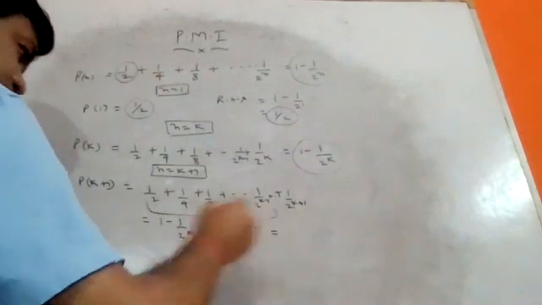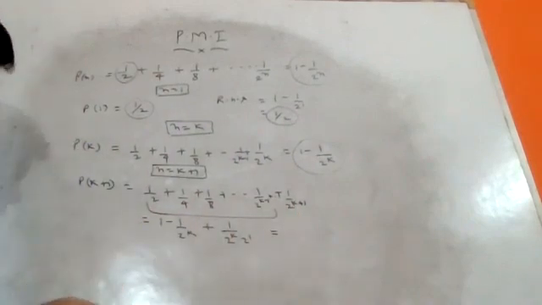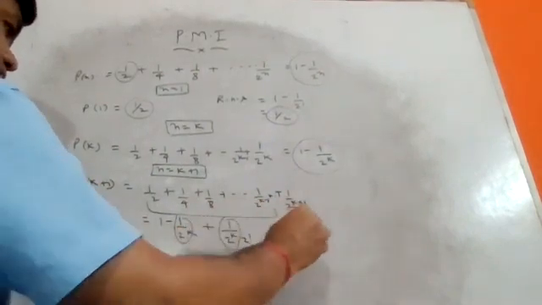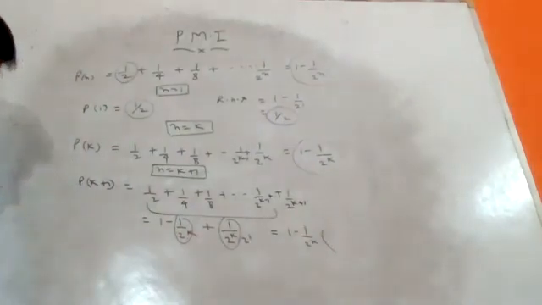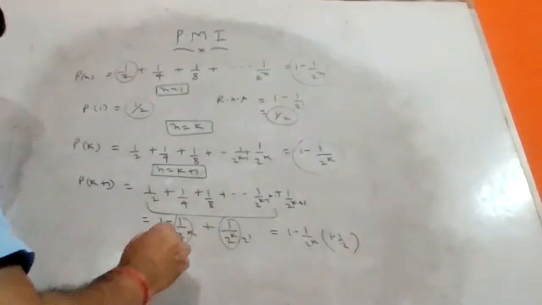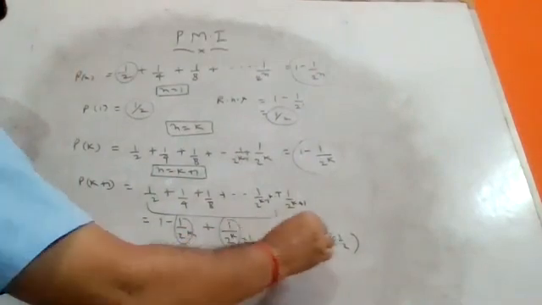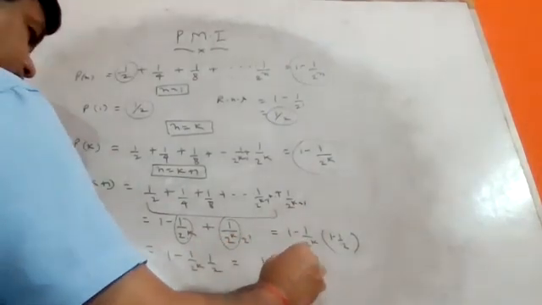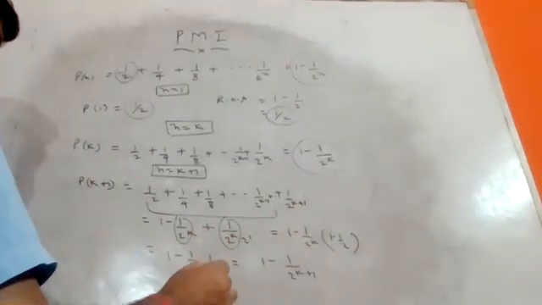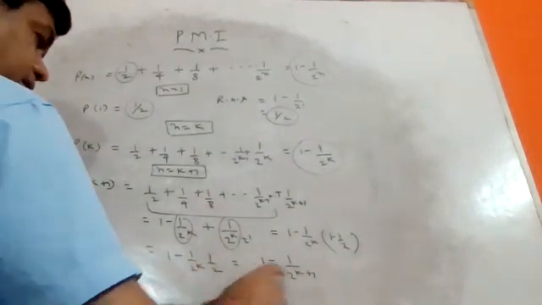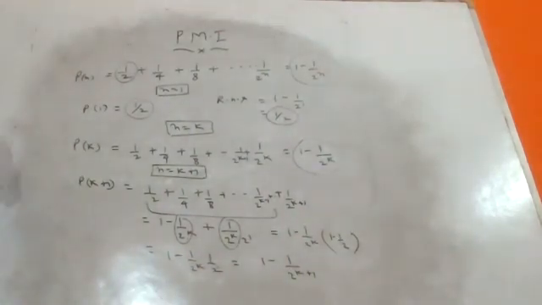Now in this manner, you can take 1 upon 2 raised to power k as a common factor from this one and this one. So what is this value? 1 minus half. So this will become 1 minus half into 1 upon 2 raised to power k, which is 1 upon 2 raised to power k plus 1. Same base, powers will be added. So you can say 1 minus 1 upon 2 raised to power k plus 1 is the final answer.